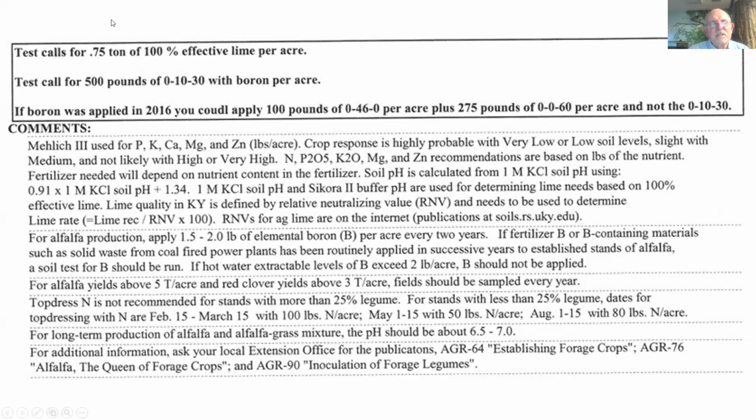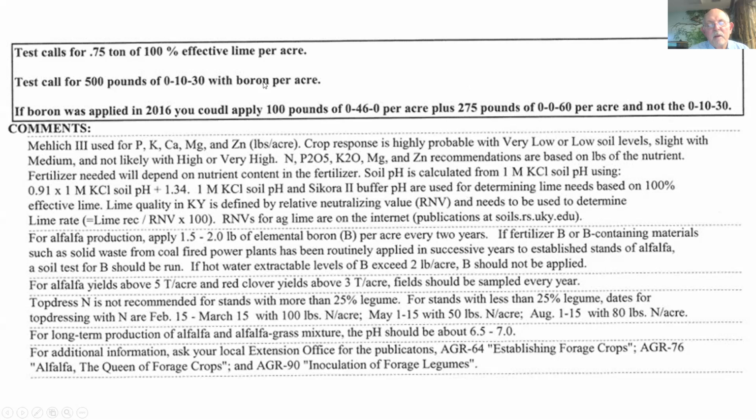In this case, I've told the farmer, test calls for 500 pounds of 10-30-0, which is a fertilizer for alfalfa that contains boron. So the agent, whether it be a horticulture or ag agent, will often make specific recommendations in pounds per acre or basically pounds per 1,000 square feet in horticulture examples, okay?